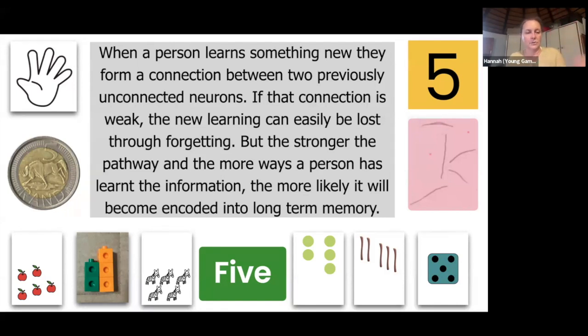5 rand, 5 apples, 2 and 3 apples, 2 red blocks and 3 orange blocks, 3 zebra and 2 zebra, the word five, 2 and 3, 2 and 2 and 1, a dice of five. All of these different experiences of the quantity of five before they even meet the symbol, and they can meet the symbol later, and before they even meet the count of 1, 2, 3, 4, 5. All of these different experiences of five develop a much stronger network of 5 neurons in their head than that pathway of 1, 2, 3, 4, 5, because then I always reach 5 by the count of 5.